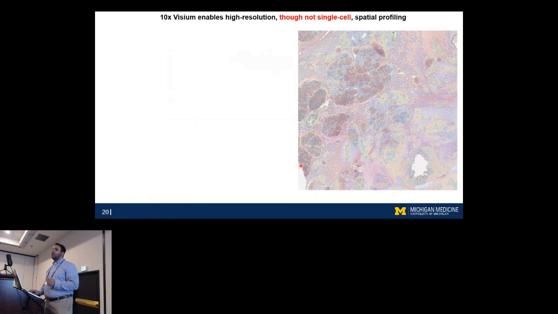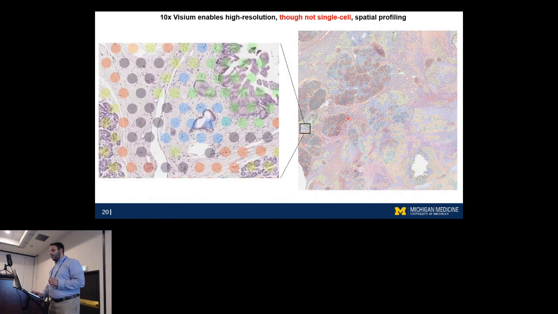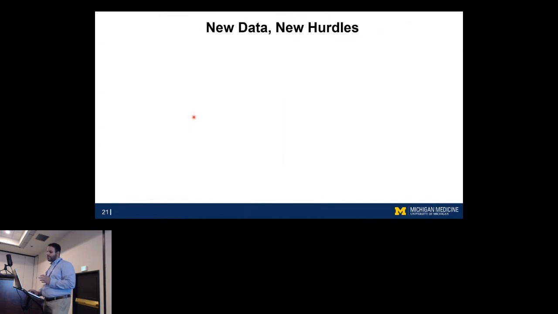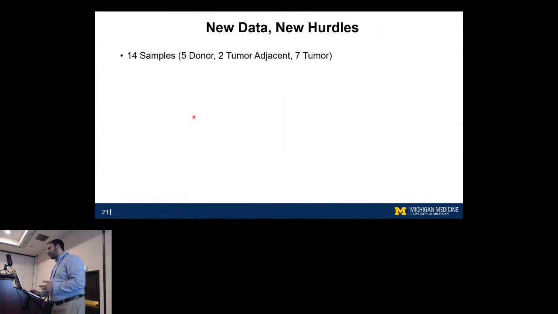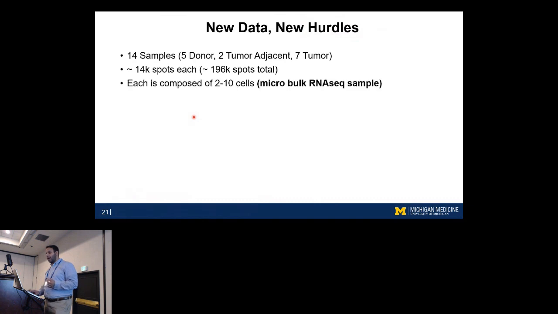If you want to showcase this on one of our samples, we see this is one of our tumor tissues, and if we zoomed in to one of those areas, you can see how the spots look on our data. Again, each of the spots is overlaying more than one cell. It's not single cell resolution. So with new data comes new hurdles. So we had 14 different samples. Each sample had around 14,000 spots. So we have a total of 200,000 spots. So those are our data points. Each of the spots is going to be composed of around 18,000 genes.